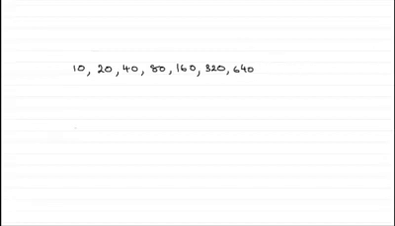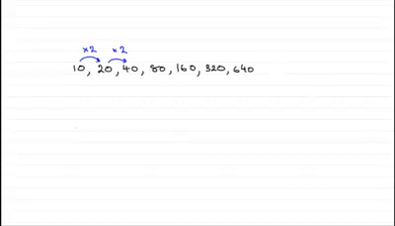But why is that? Well, you should have seen that we're multiplying each term by a constant value, and in this example we're multiplying each term by 2 all the way along.